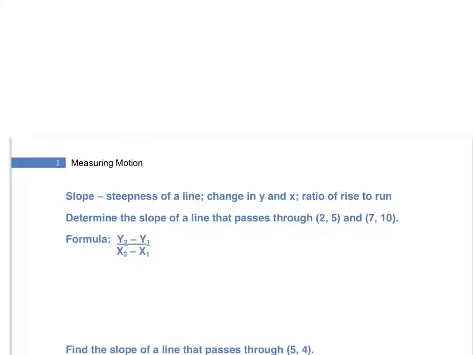So we have our first one here. It says to determine the slope of a line that passes through (2, 5) and (7, 10) using the formula y2 minus y1 over x2 minus x1. So we're just going to go ahead and plug our values in.